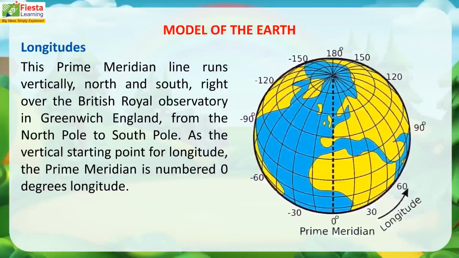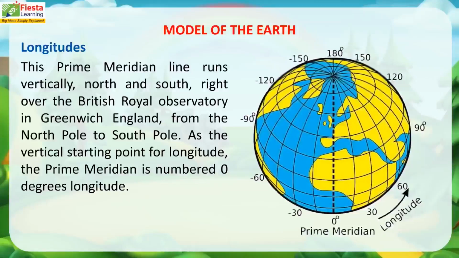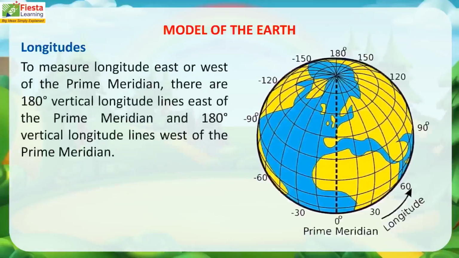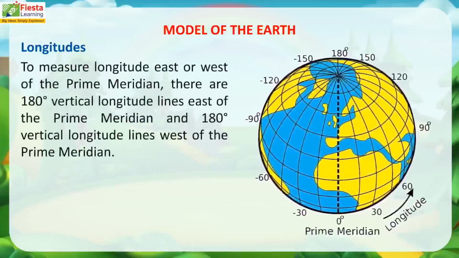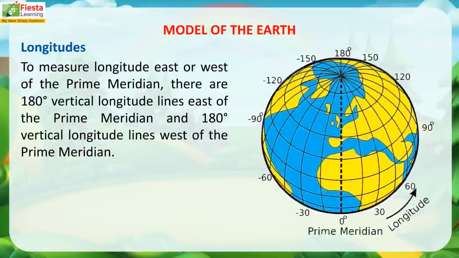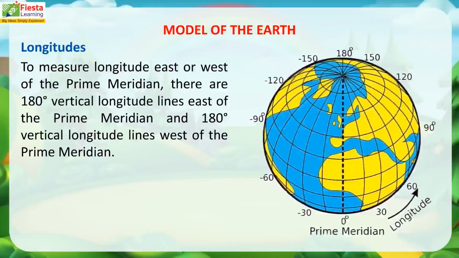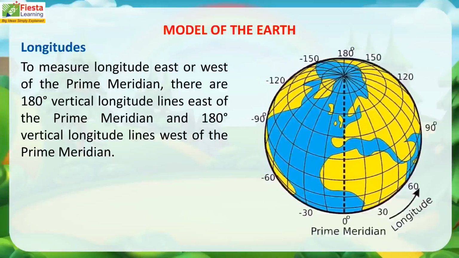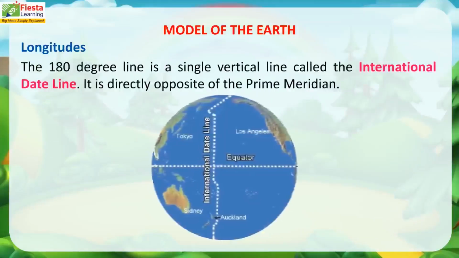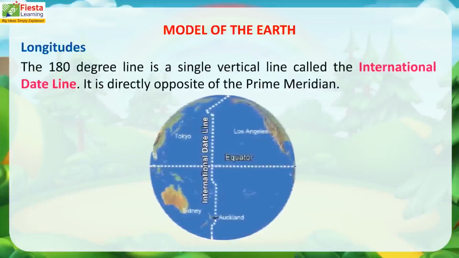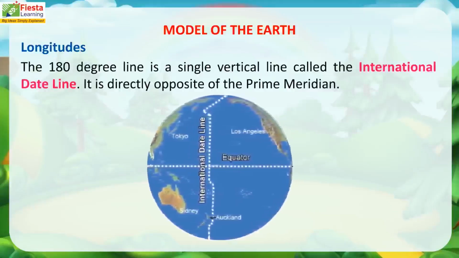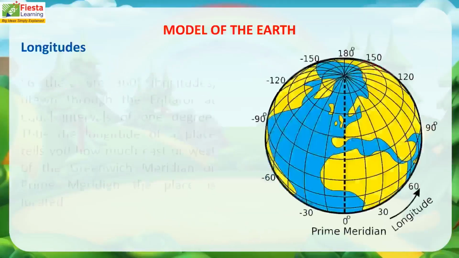The prime meridian is numbered 0 degrees longitude. To measure longitude east or west of the prime meridian, there are 180 vertical longitude lines east of the prime meridian and 180 vertical longitude lines west of the prime meridian. The 180 degree line is a single vertical line called the International Date Line. It is directly opposite of the prime meridian.